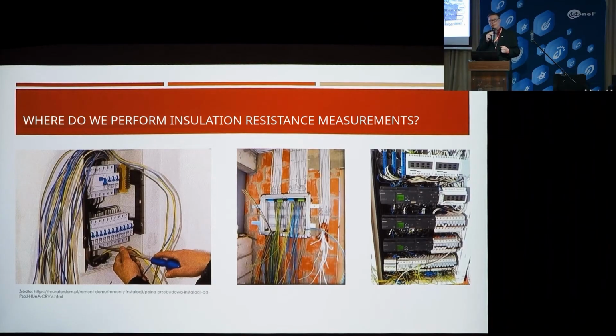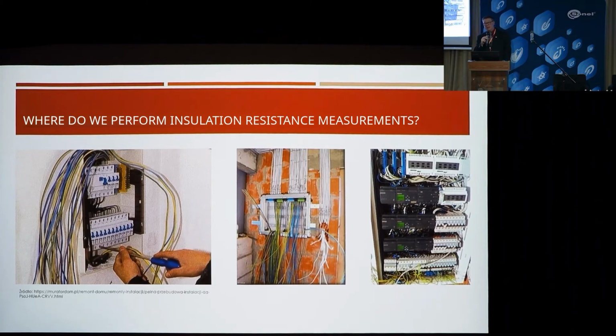So as I said, it's widely known that these measurements are carried out, as you can see here, on low voltage electrical installations. And if such an installation is still under construction, like in these first two photos on my right-hand side, then these measurements are quite easy and straightforward to carry out.